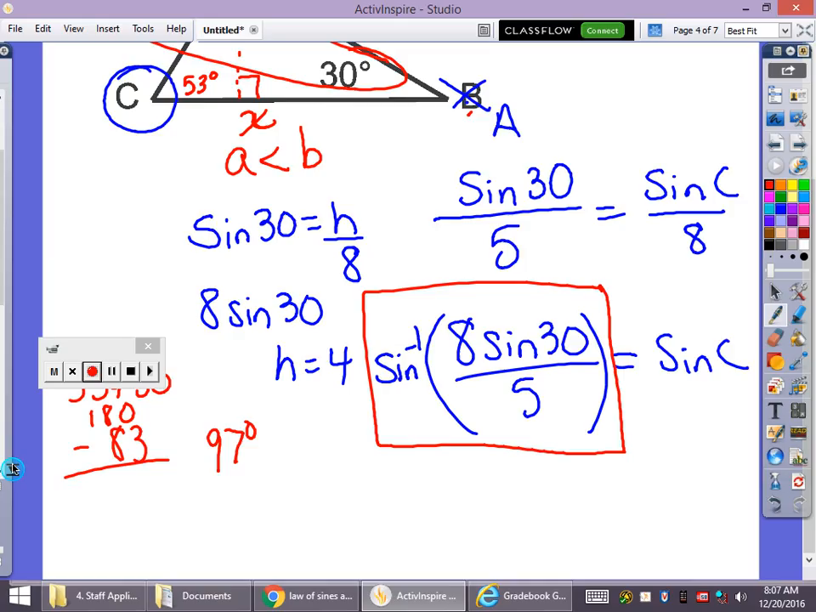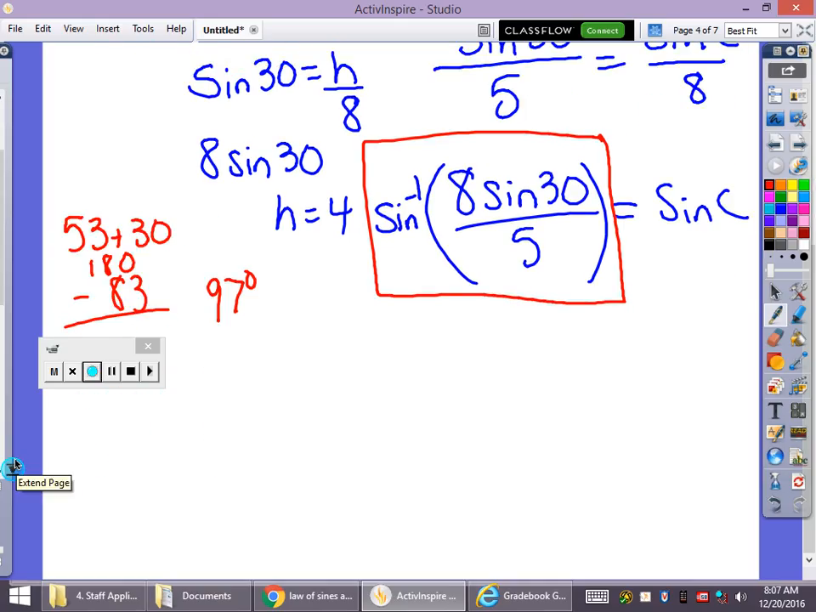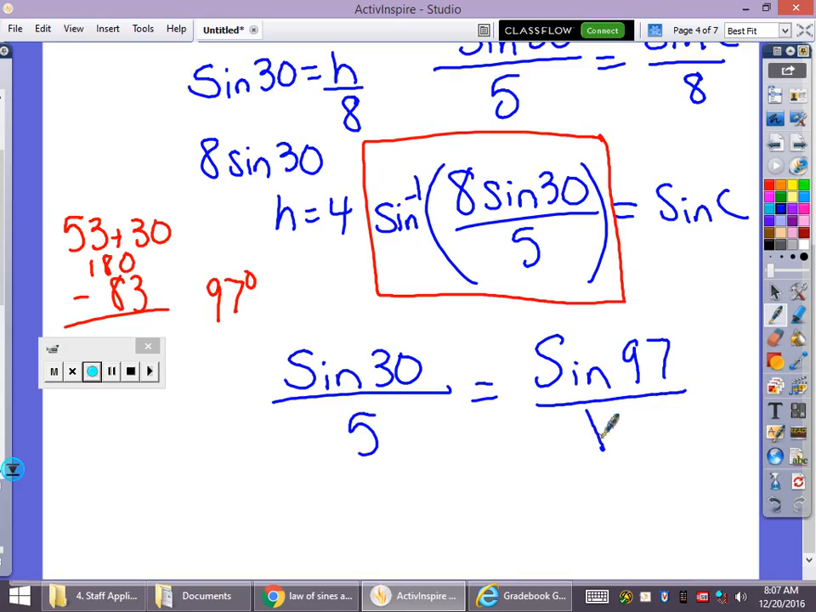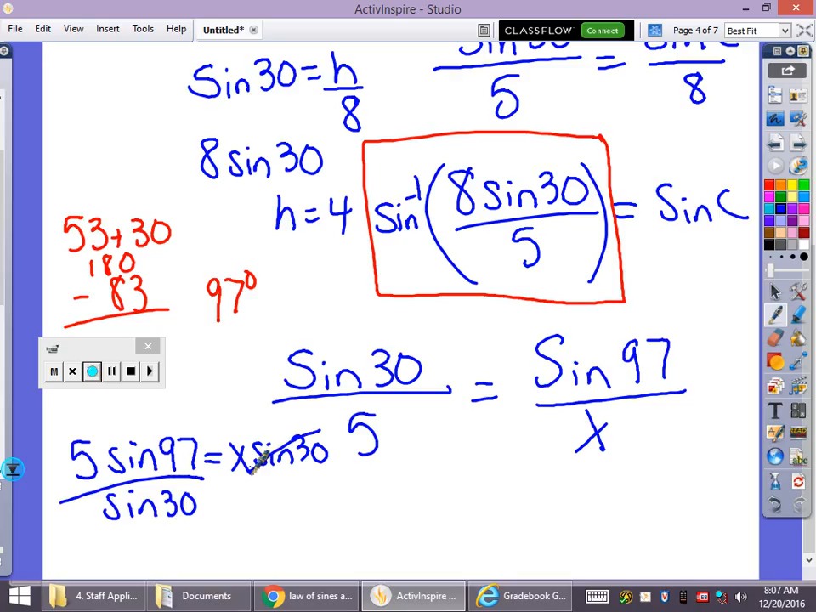All right, can someone please talk me through how I would find that missing side that was X? I would have sine, hold on, let's start with the original. Sine of 30 over 5 equals sine of 97 over X. So then it becomes 5 sine of 97 is equal to X sine of 30. Then I'm going to divide by sine of 30 to get X by itself. And when I type this in the calculator, X equals about 9.9, about 10. Okay, we'll go with 10 to make it pretty and easy.